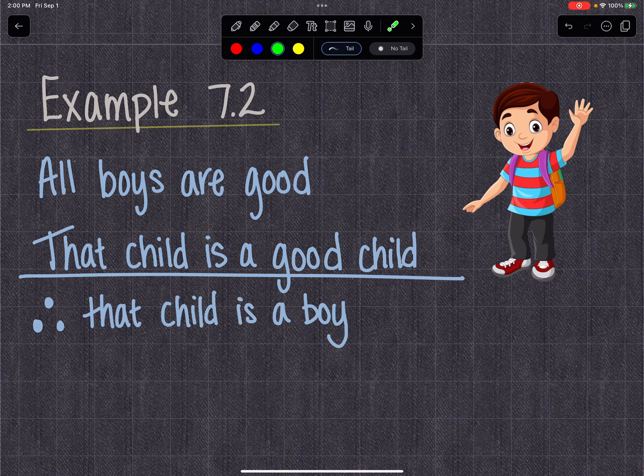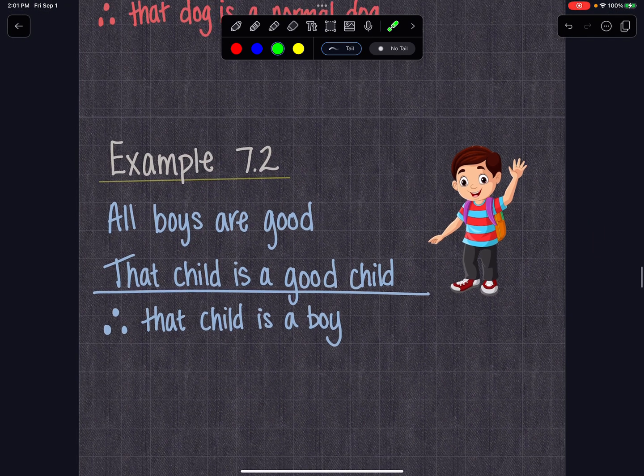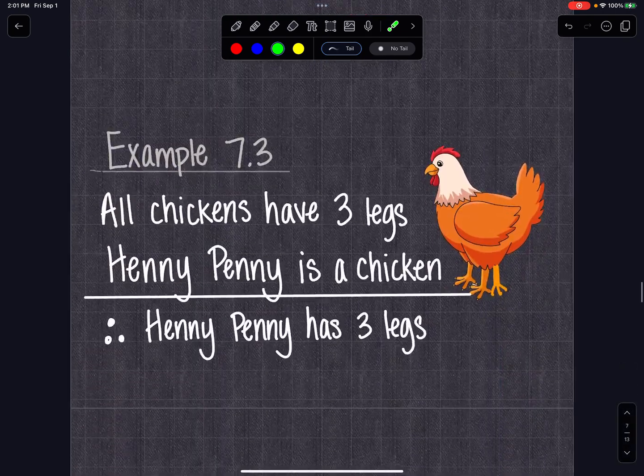So the major premise here makes a statement about the set of all boys. The minor premise talked about the set of good children. So that's 2 different sets. For a valid argument, the minor premise has to identify a member of this set. Okay, that's why it's not valid. Let's do the next example.